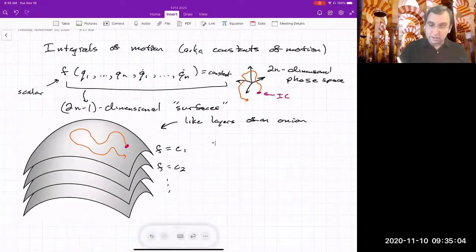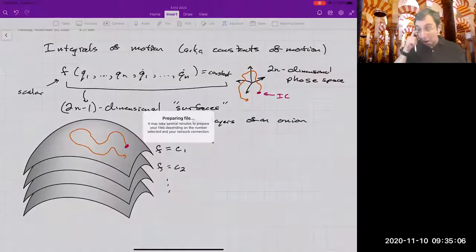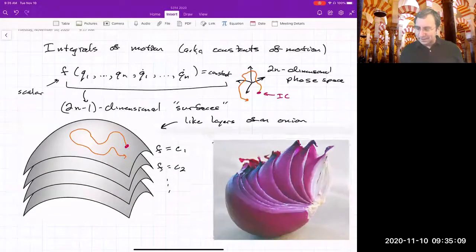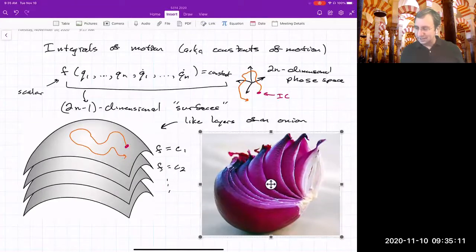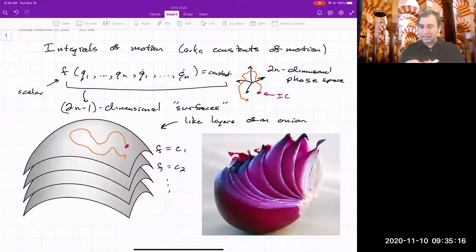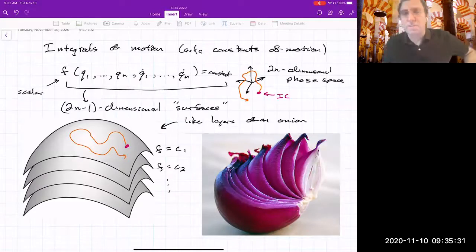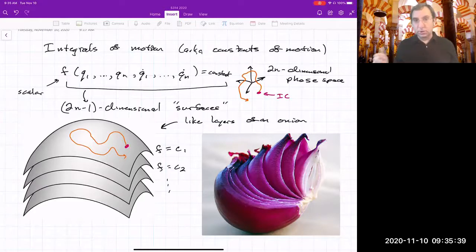And as promised, here's a picture of an onion. Right, you cut an onion, you can avoid crying, and you see all these different layers, and here they've sort of peeled them apart. So you could think of a continuum, right? Actual onion layers, they have some kind of thickness, but here we're talking about a continuum. So that's the idea of constants of motion. These are lower dimensional surfaces in the phase space that constrain the type of motion that you will get.